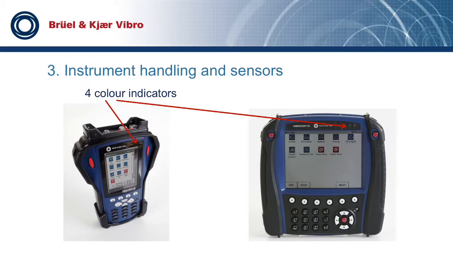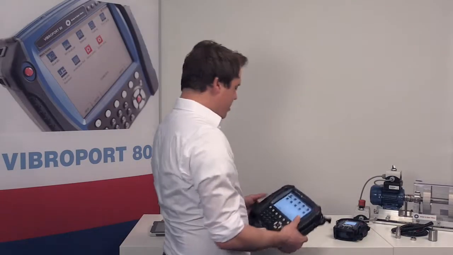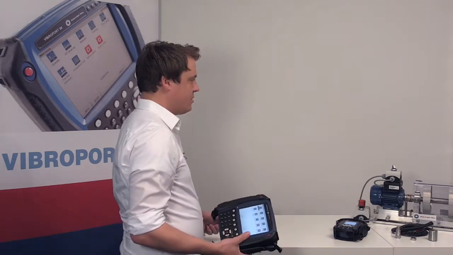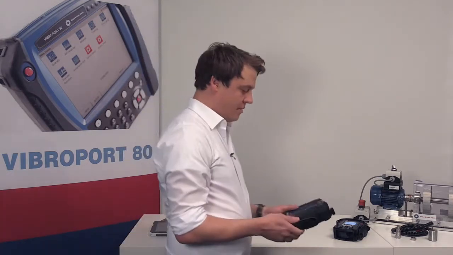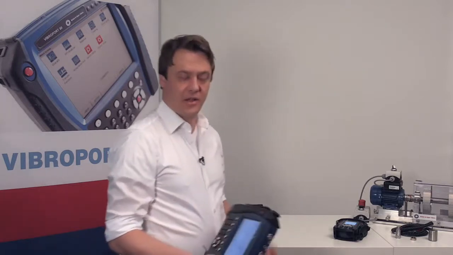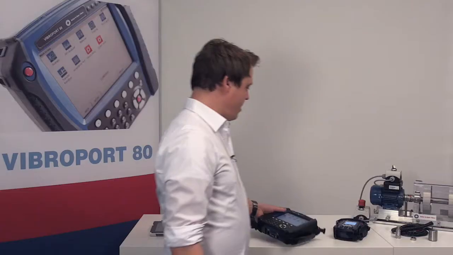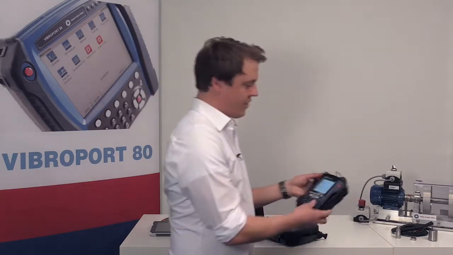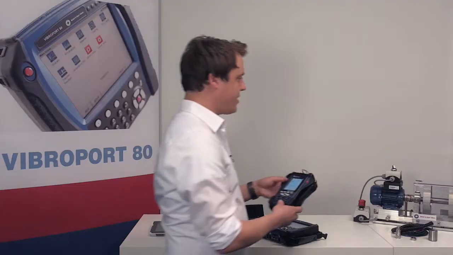Let's talk a little bit further about the instrument handling. Both instruments have color indicators which show you if the instrument is charged or if the instrument has wrong measurement values or something is going wrong. These 4 LEDs on the VIBROPORT 80 are also available on the VIBROTEST 80. Furthermore, there are ergonomic hand grips for left hand, right hand application operations, and also in the case of the VIBROTEST 80, a second hand strap can be put here.